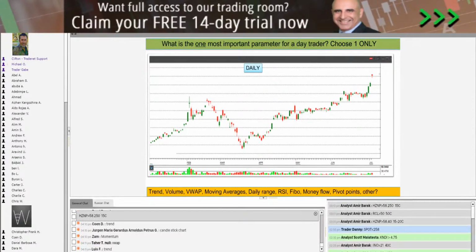Candlestick chart. But I said a parameter. A parameter is something that can be quantified. One, not two. Everybody says trend and volume. VWAP, price action. Vitalius says price action. What do you mean when you say price action, Vitalius? Neha says daily range.